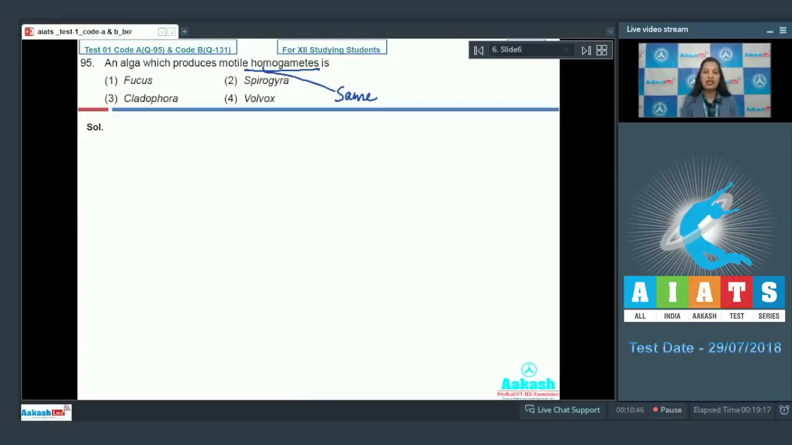जो same दिखने वाले gametes हैं morphologically, जब तुम distinguish नहीं कर पाते हो male and female gamete में, called homogametes. And the opposite of homogametes is heterogametes. What are called heterogametes? Heterogametes are morphologically different or dissimilar gametes. जब gametes morphologically एक दूसरे से नहीं मैच करते हैं, तब हम उनको heterogametes बोलते हैं.